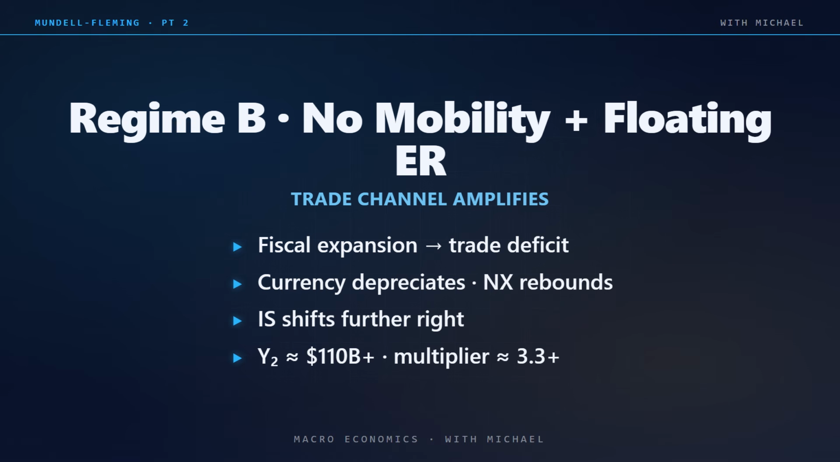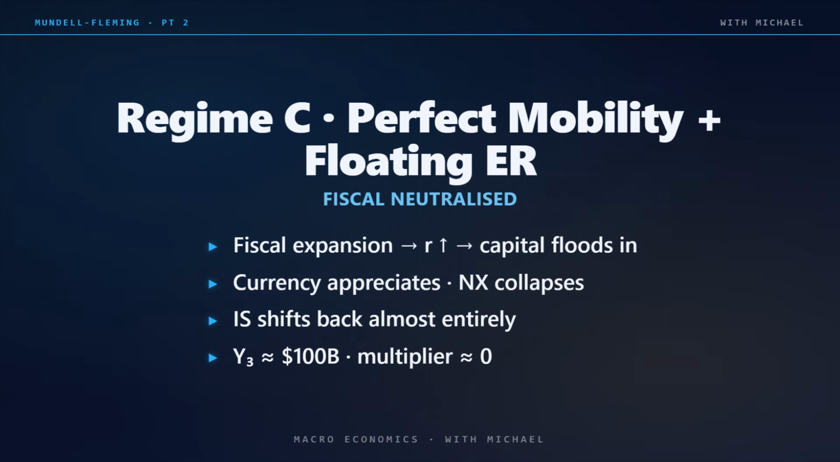The same policy. 3 different financial structures. 3 completely different outcomes. This is the essence of why Mundell-Fleming is one of the most important models in macroeconomics. It tells policymakers that you cannot evaluate fiscal policy in isolation. You have to know the capital mobility regime and the exchange rate regime. They jointly determine what fiscal policy actually does.